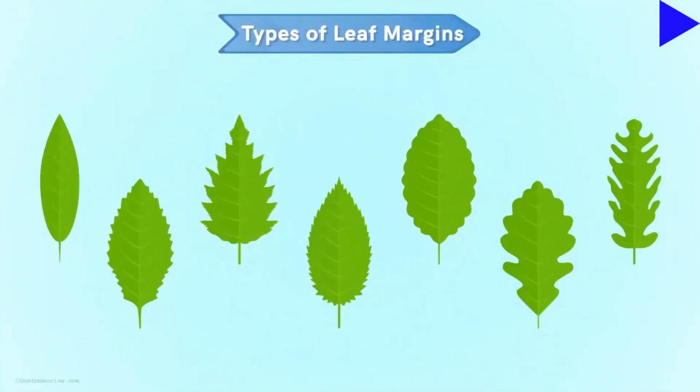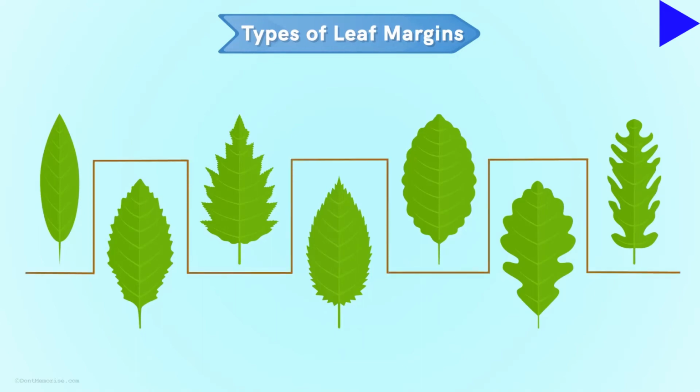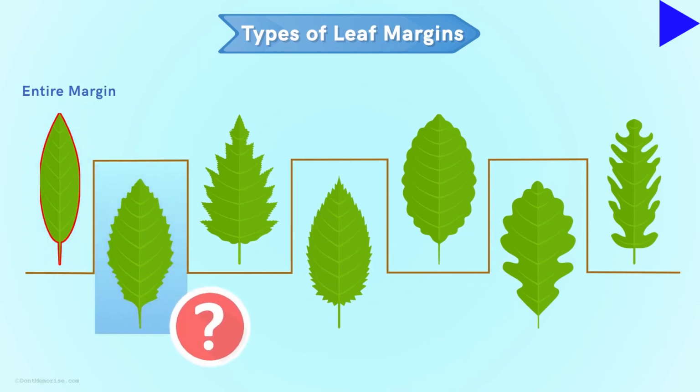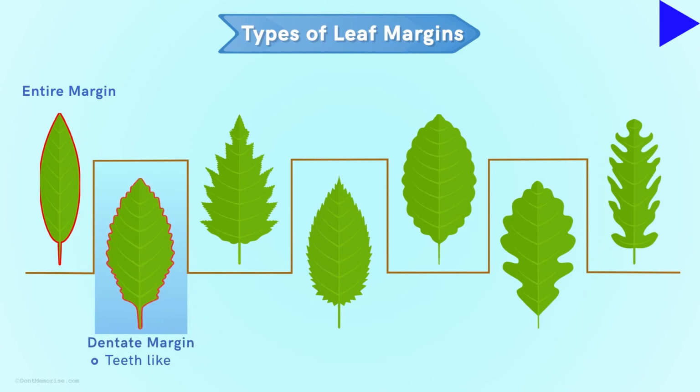Here are a few leaves on our screen. Can you notice the difference among these? The first one has a smooth or a plain margin. This type is referred to as an entire margin. Can you guess the next on the list? Let me help you. Don't these margins appear teeth-like? Yes, that's the reason why this is referred to as dentate margin.